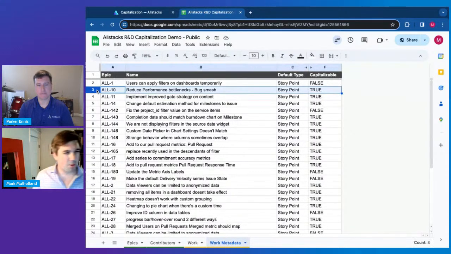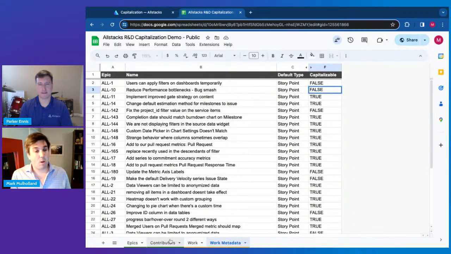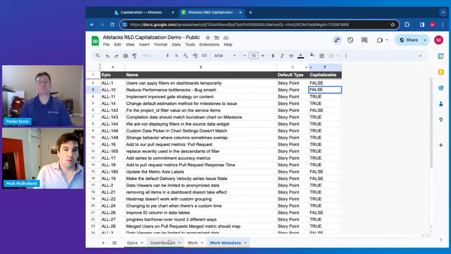So I've noticed row 3 has reduced performance bottlenecks, bug smash. It's an epic. It was labeled capitalizable. However, I think it's probably not the best suited thing for that. So this is part of that conversation about, are we sure that this data is exactly what we want? We'll double check it here. By and large, this is the shape of the work that you have cataloged correctly, and we're just double checking it here. At this point, we have a good sense of the work involved.